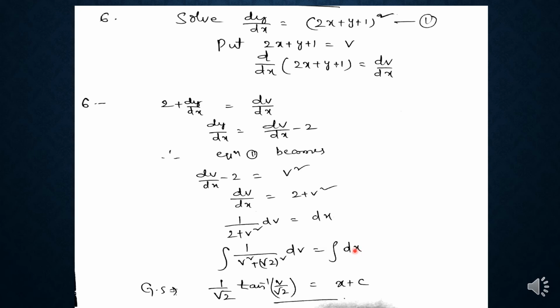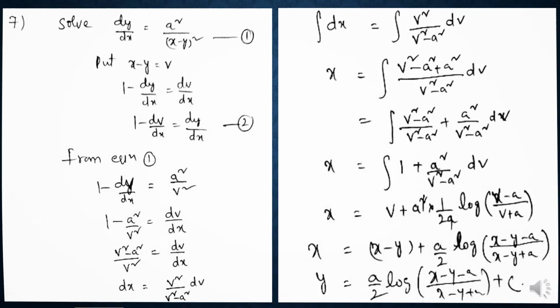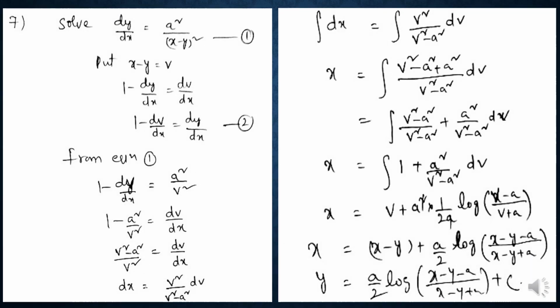Just coming to the next problem. Solve dy by dx is equal to a square by (x minus y) whole square. So to transform it into the variable separable form, put x minus y is equal to v, some other variable. Here we cannot separate the variables in the given form. So we are transforming the given differential equation into the variable separable form. For that we are substituting the variable x minus y is equal to the variable v.